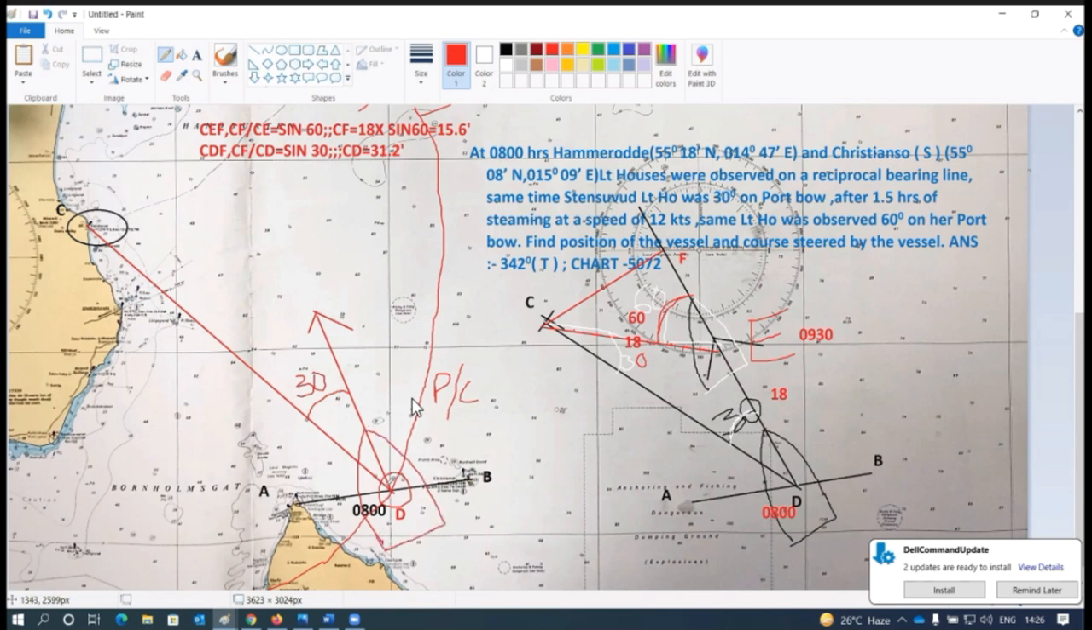So D will be my position and D to C bearing plus 30 will be my... Sir, 2 degree RI, sir. 3-4-4 RI. CTS. Okay, 3-4-4 RI, okay. Okay, 2 degree accepted. Somebody will get 343. Somebody will get 340.